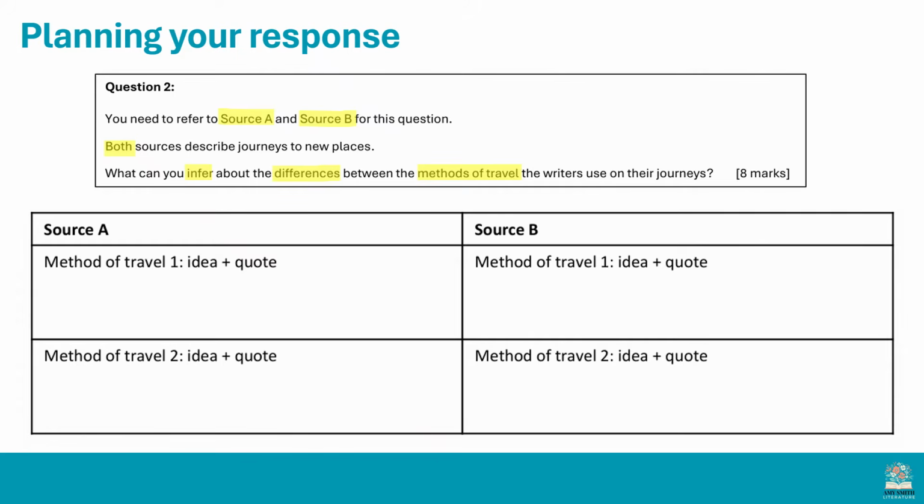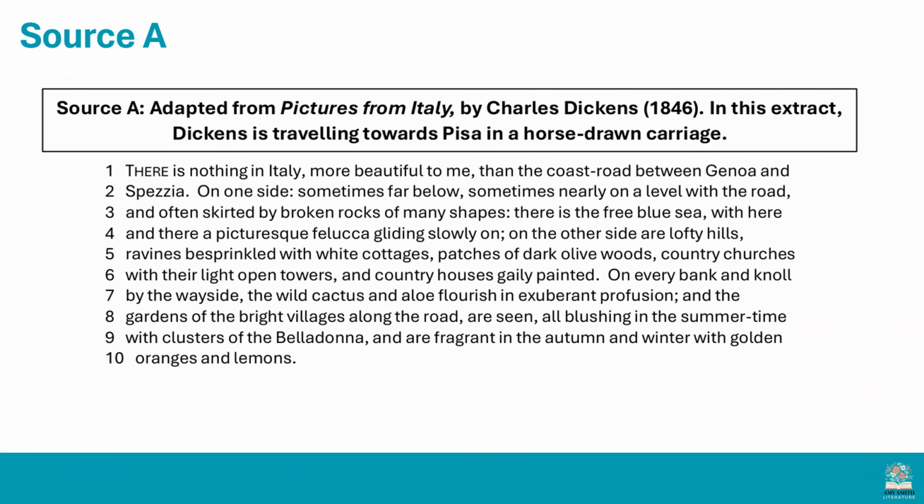So I'm going to start by planning my answer using a quick table, source A and source B, and I'm going to look for the methods of travel. I'm going to get an idea about that, and I'm going to get some quotations to back that. So let's look at source A. Well, the introduction tells us what the method of travel is.